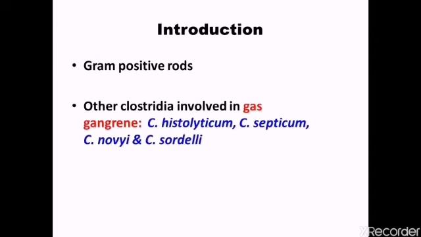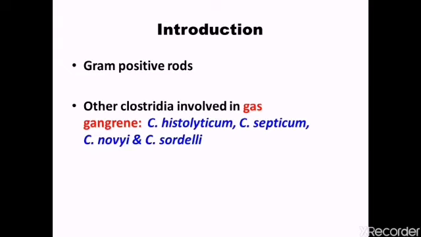Clostridium perfringens is an obligate anaerobic gram-positive rod. Spores are present in soil, though these are members of normal flora of colon and vagina. Clostridium perfringens can produce gas gangrene, and there are certain other Clostridia species which can also produce gas gangrene, which you can see over here. For example, Clostridium histolyticum, Clostridium septicum, etc.